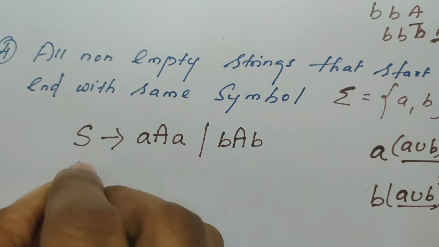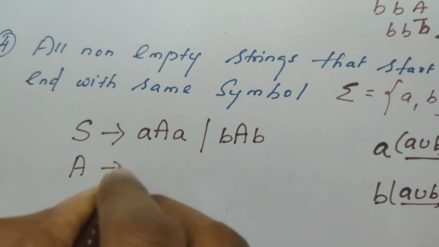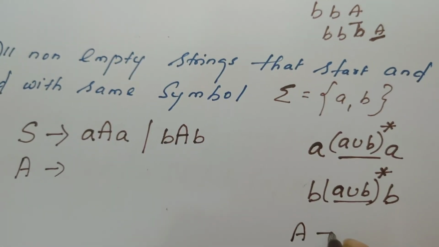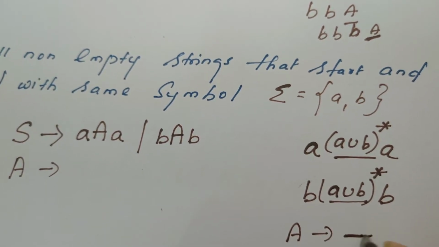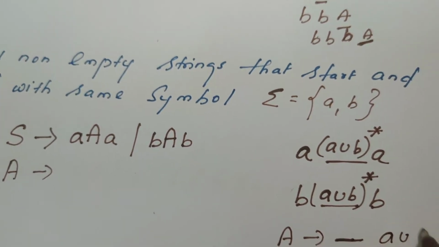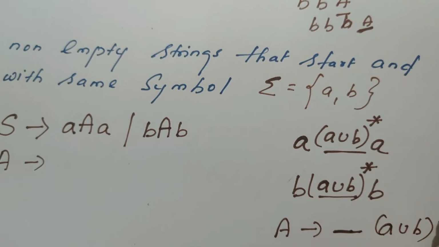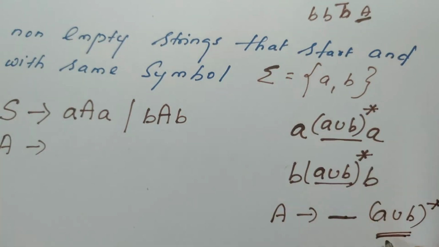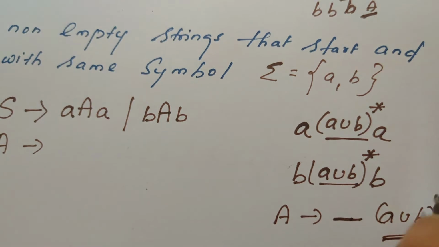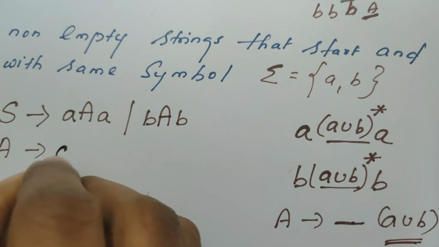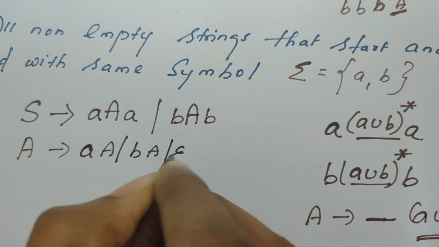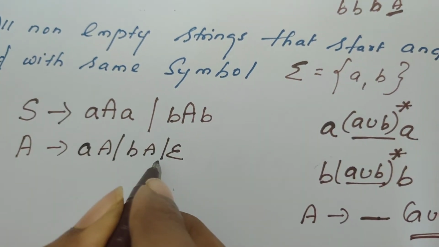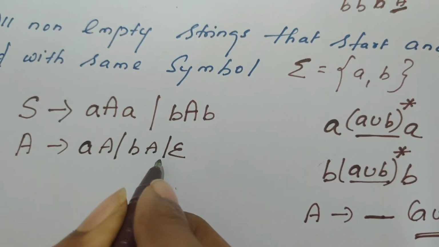So what is this A? This A must have the production rule which generates the regular expression (a union b) whole star. Already we discussed any number of times what it has to do. This A is nothing but aA or bA or epsilon. So this rule generates (a union b) whole star.